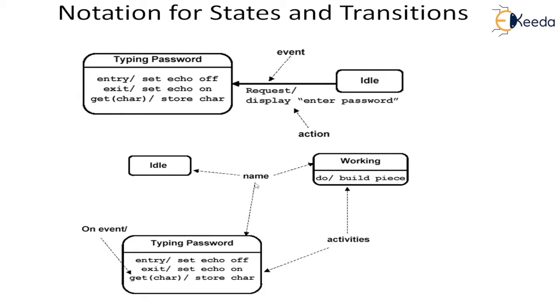And these are some other states, working is another state, and here are some internal actions, activities, for it. That is what it is showing. So these are the events. Get char is an event, entry is an event, exit is an event. So on this event it will do this.